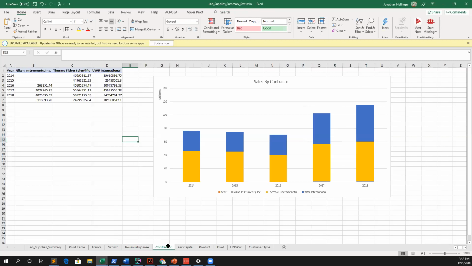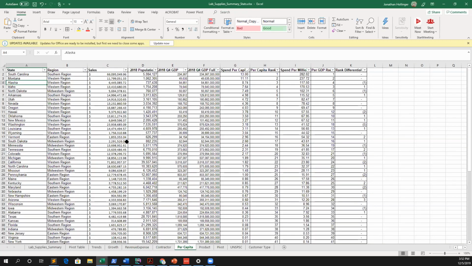So another thing I want to spend a little bit of time on is thinking about how you normalize this data in a way that is meaningful. So we're looking at states certainly, and that is a higher level. And so we're looking at things like per capita and spend per $1 million of GDP, for example.